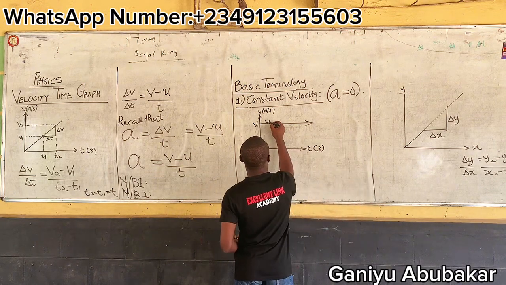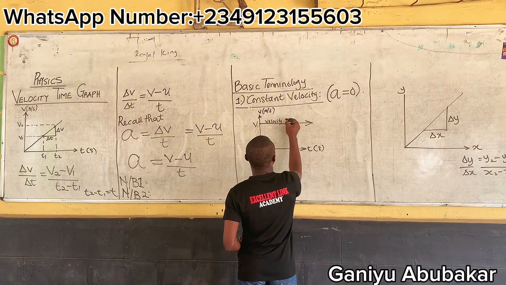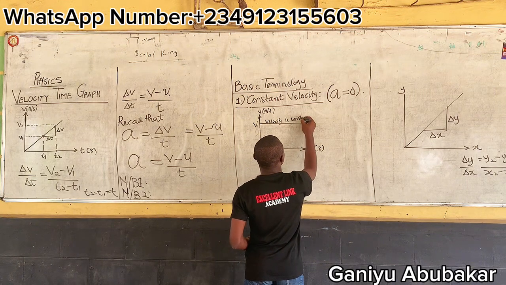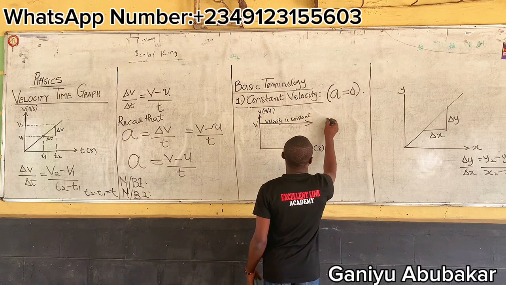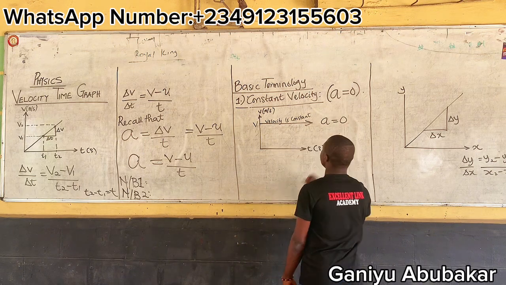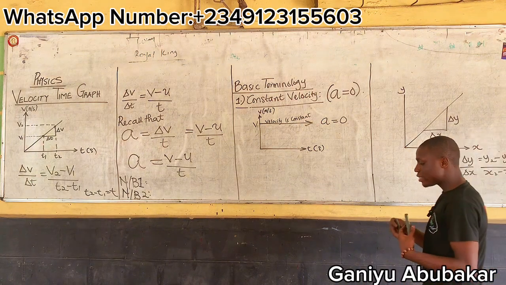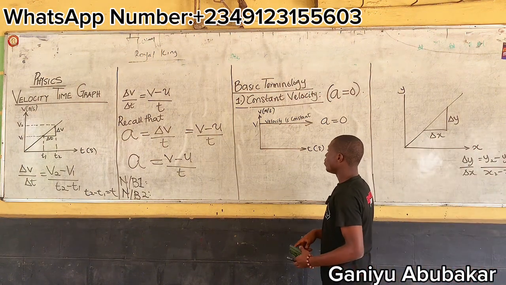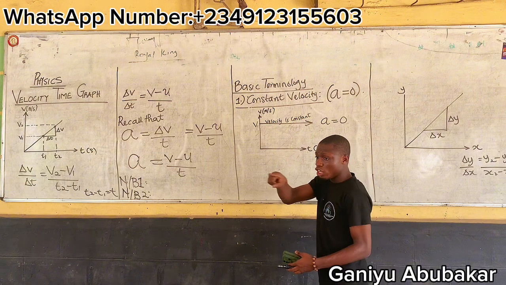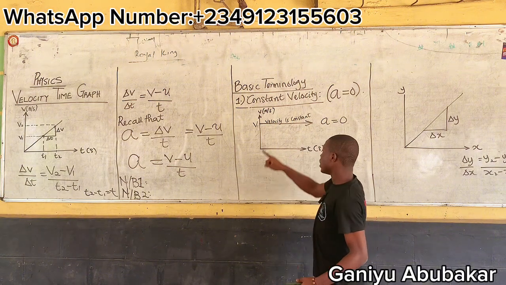So yes, velocity is constant. It means that a is equal to 0. So how do you express constant velocity? By just showing a straight line, as I showed you earlier.